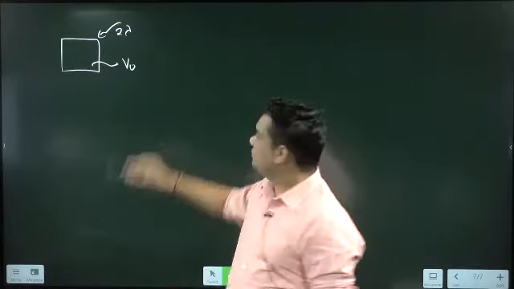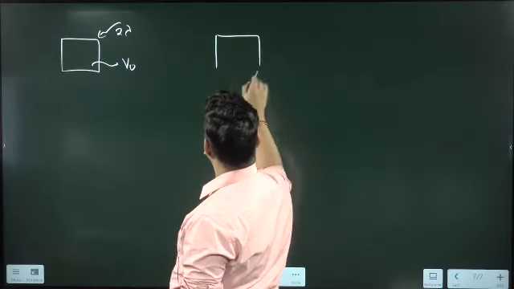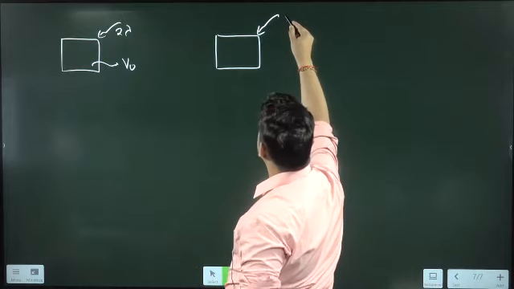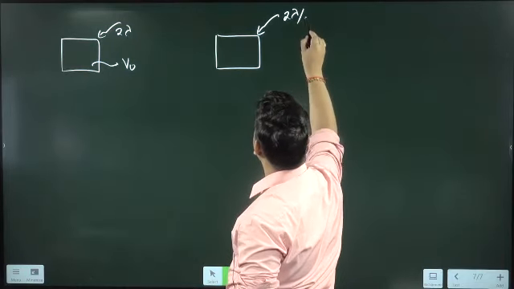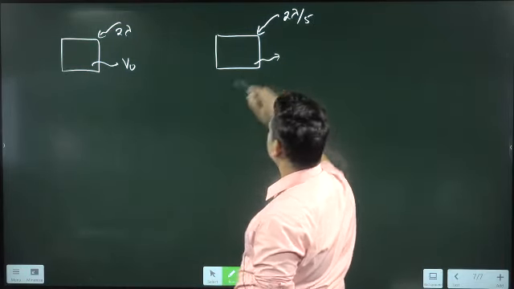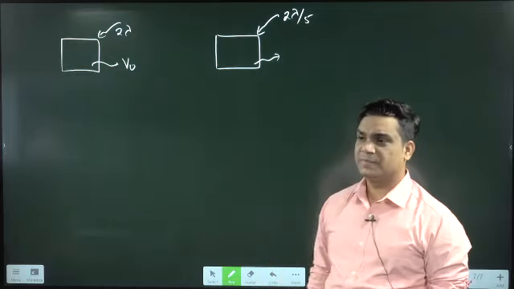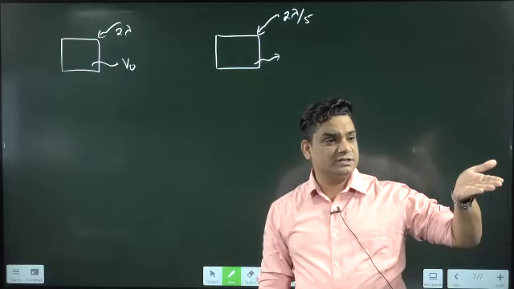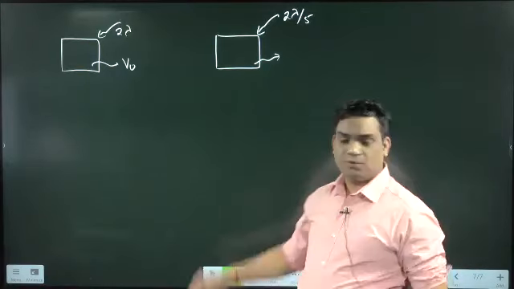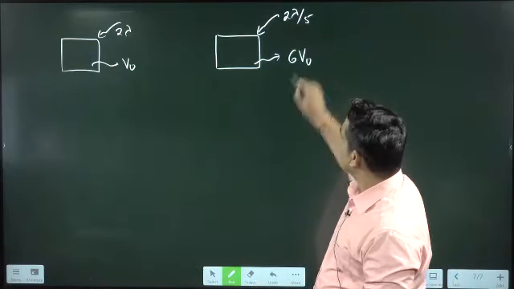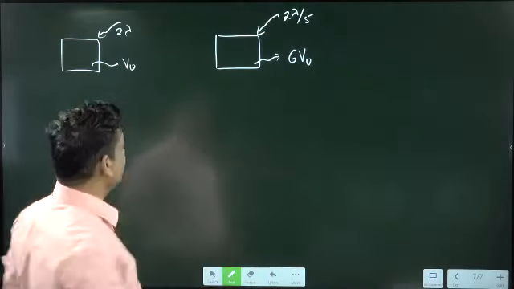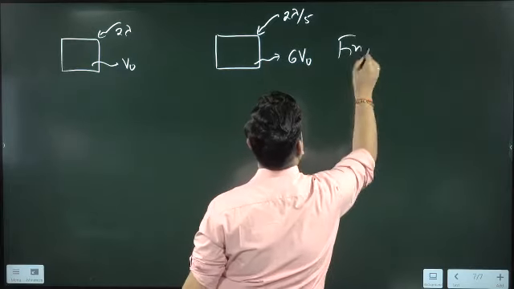Now if I change this, suppose this becomes 2 lambda by 5, so the energy becomes 5 times, then the stopping potential becomes 6 V naught. They will ask here, what is the threshold wavelength? Lambda naught, they will ask, find lambda naught.